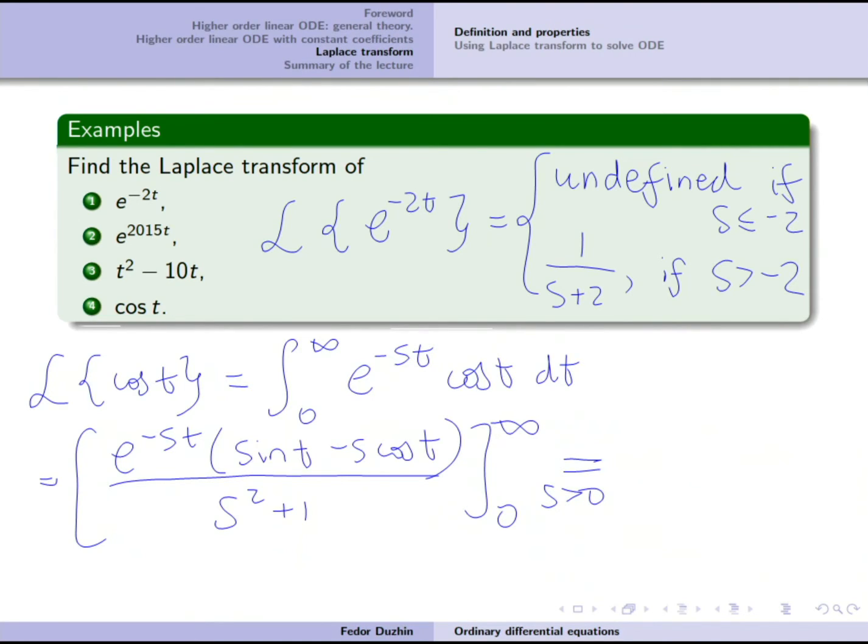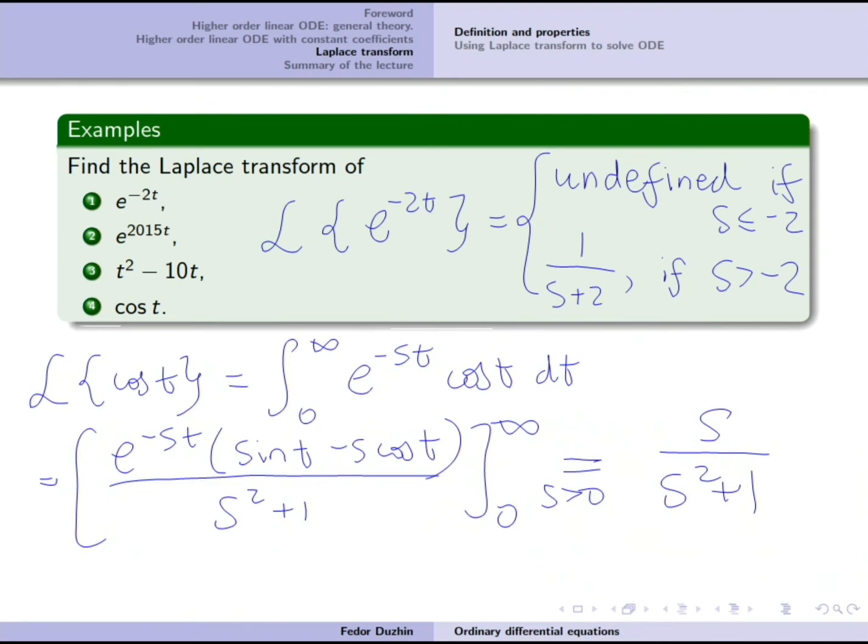So we need to subtract the value at 0. And when t is 0, e to the minus st is 1, sine 0 is 0, so minus s cosine 0 is minus s, so we have minus s over s squared plus 1, and we have to subtract it from 0, which means it's really s over s squared plus 1. Right?